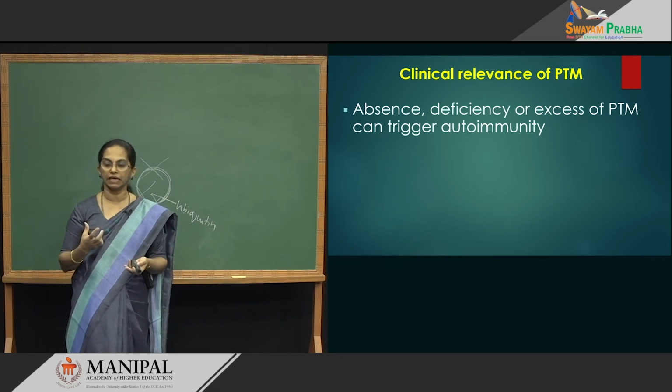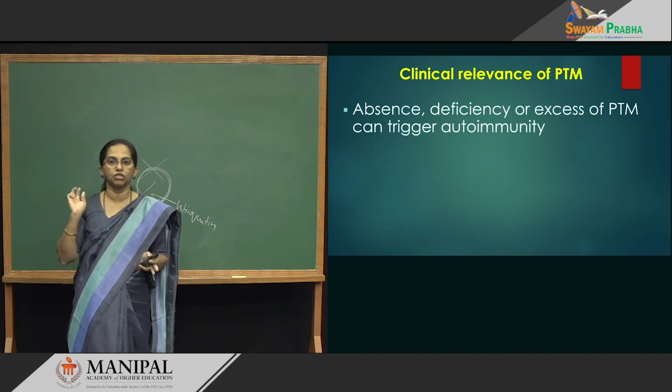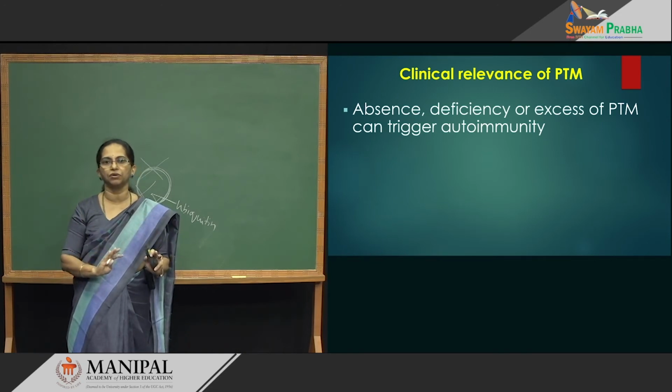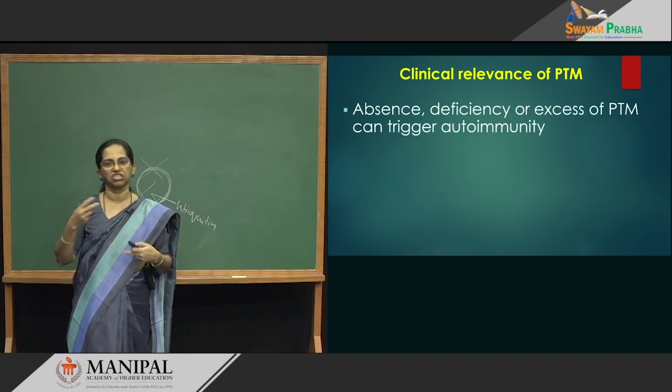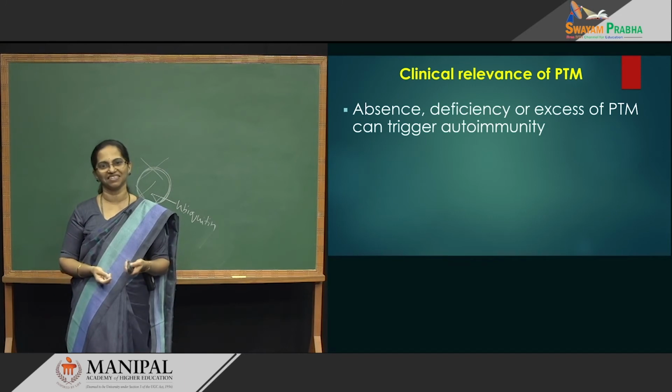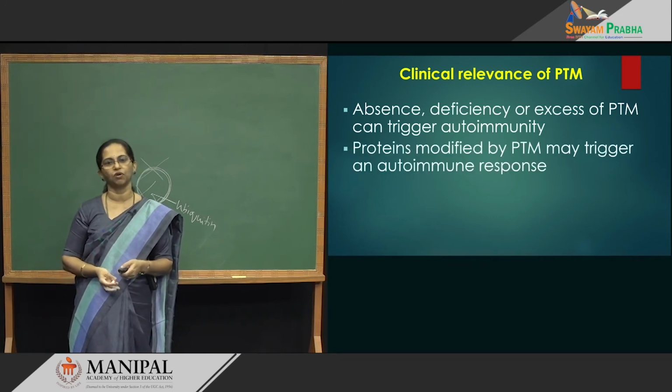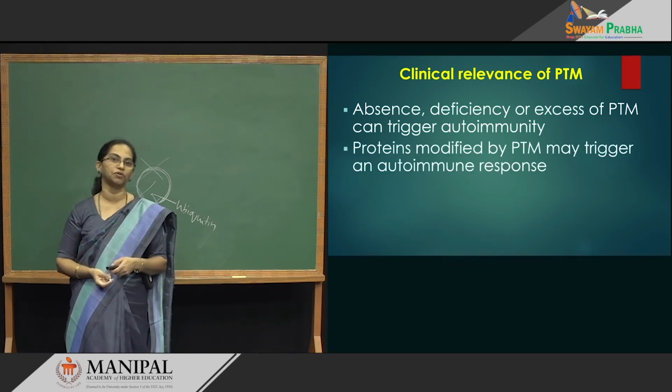Now, the body recognizes this different protein as non-self. If it is self, the body allows the protein to remain there. But if it is totally different, the body says this is not the normal protein, and so it triggers autoimmunity and starts degrading all the normal proteins also, and that becomes disease. So, proteins modified may trigger an autoimmune response.